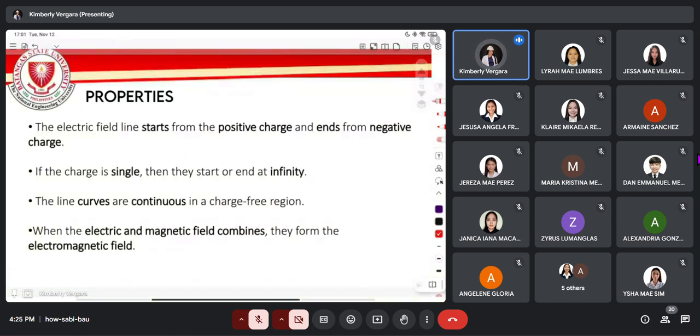Sabihin natin ang ating charge is positive. Wait lang ha, ayaw niya sumulat.